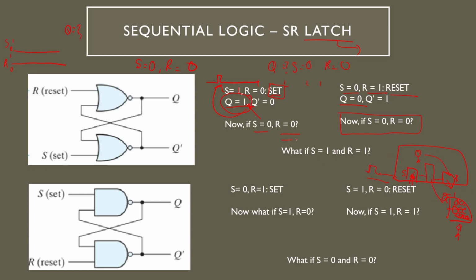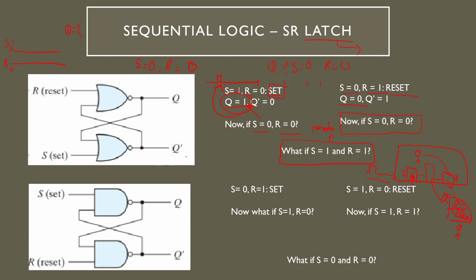Now, what if S equal to 1 and R equal to 1? This is what's called a paradox, or impossible case, whatever you want to call it. This is a case which you cannot reach and you should not reach. It will cause a lot of contradictions. It will cause Q to be equal to Q complement if you actually do the math, and that doesn't make much sense. So yeah.